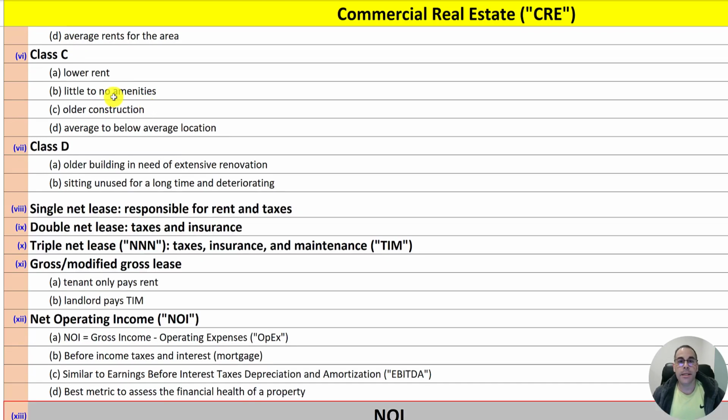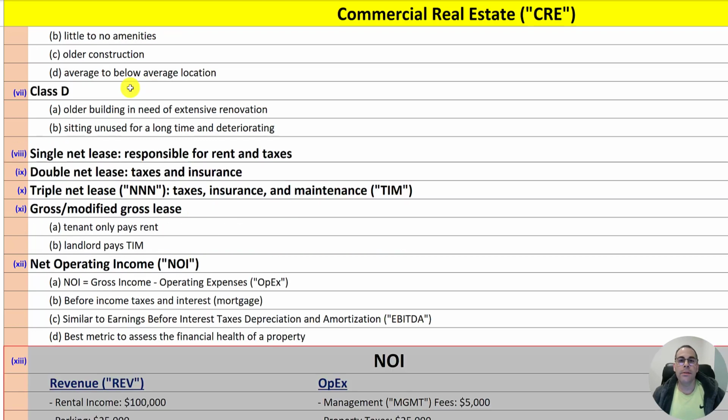Class C, the rents are lower, the amenities are very limited, the construction may be older, and the location may not be that great. Most people don't live in a Class D. It's an older building in need of renovation. It may have been sitting there for many years, deteriorating.